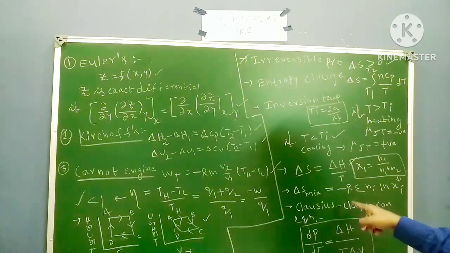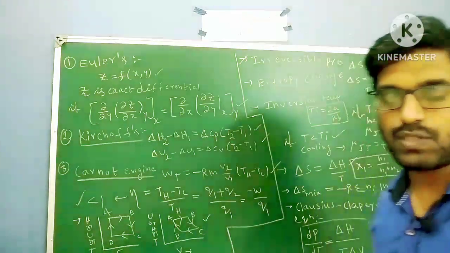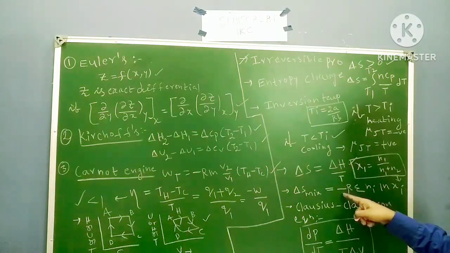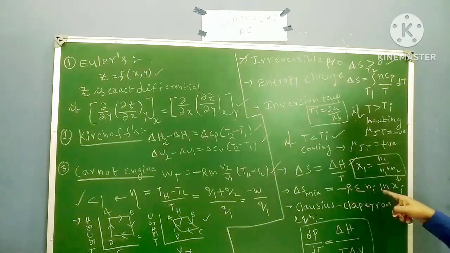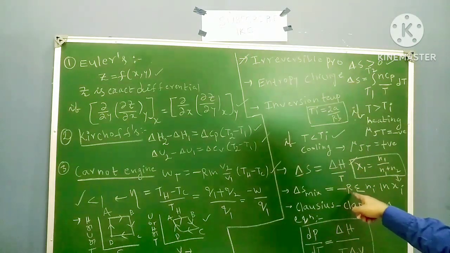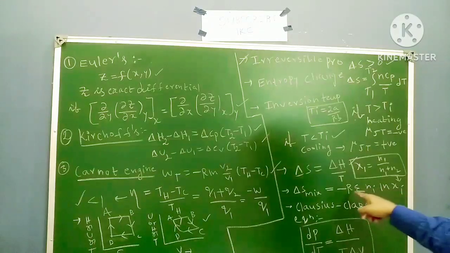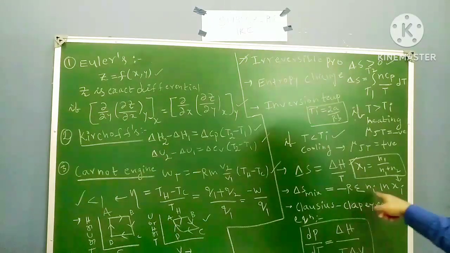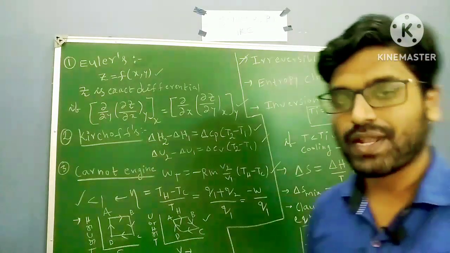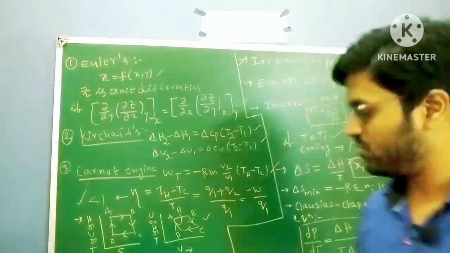Or if you want to get this formula in log, you have to write minus 2.303 R summation of Ni log Xi. In terms of ln, you have to use this formula, minus R summation of Ni ln Xi. Xi is the mole fraction, number of moles by total number of moles.